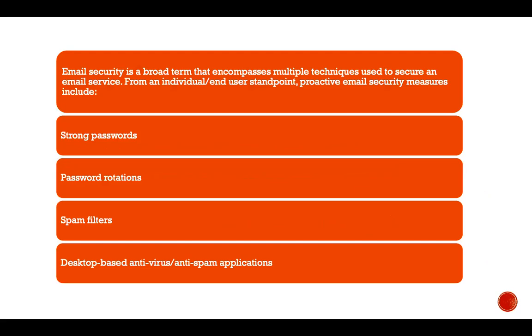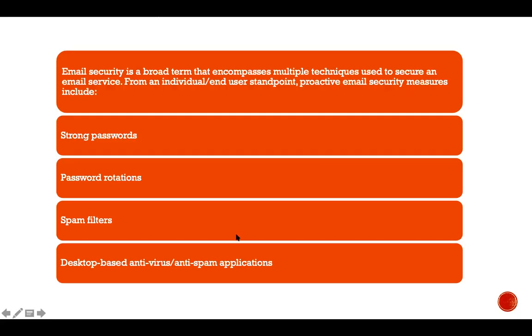From an individual end user standpoint, proactive email security measures include strong passwords, password rotation, spam filters, desktop-based antivirus, and anti-spam applications. So that's all about email. I hope it's clear.